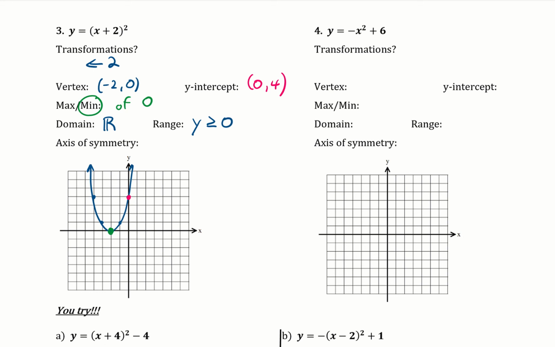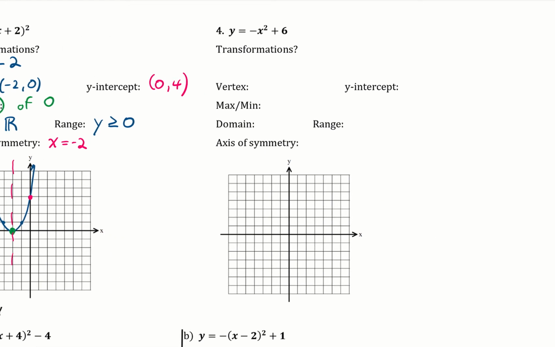All right, because if you start at the bottom, there's nothing until we hit that vertex point. Then it goes up forever from there. The axis of symmetry is that imaginary line passing through the vertex. In this case, x equals -2. All right, pause the video, give number 4 a shot.